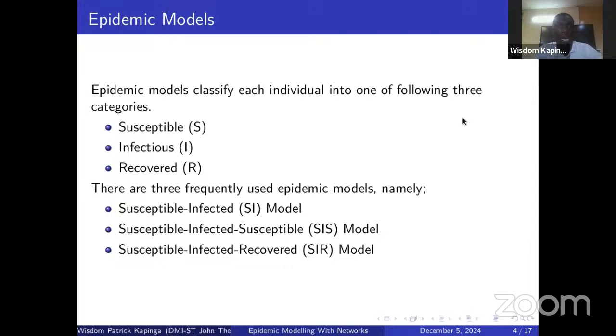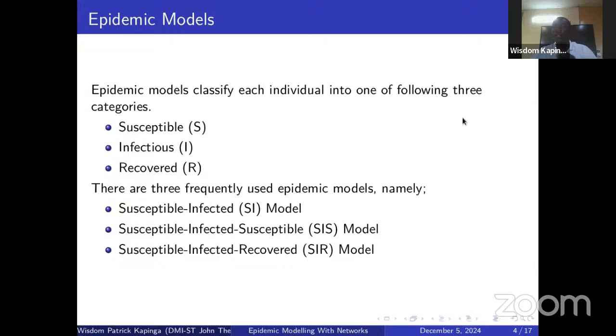We put them in a group of recovered. So basically, there are three compartments when we look at epidemic models. And if you're looking at epidemic models in general, the most used ones are the SI model, the SIS model, and another model which is widely used, the SIR model.